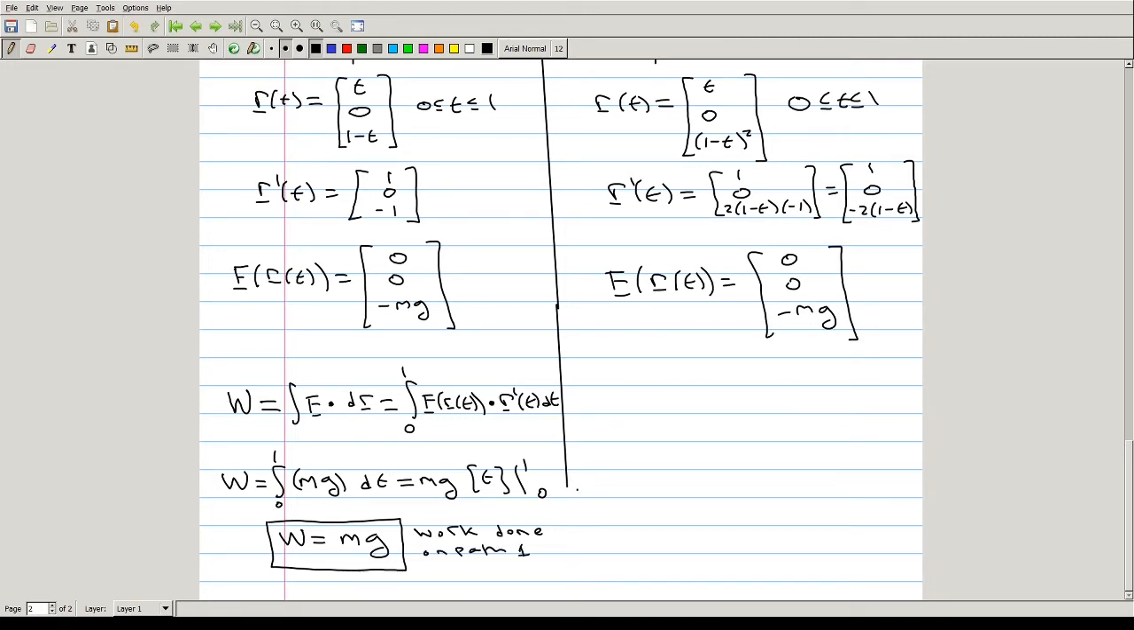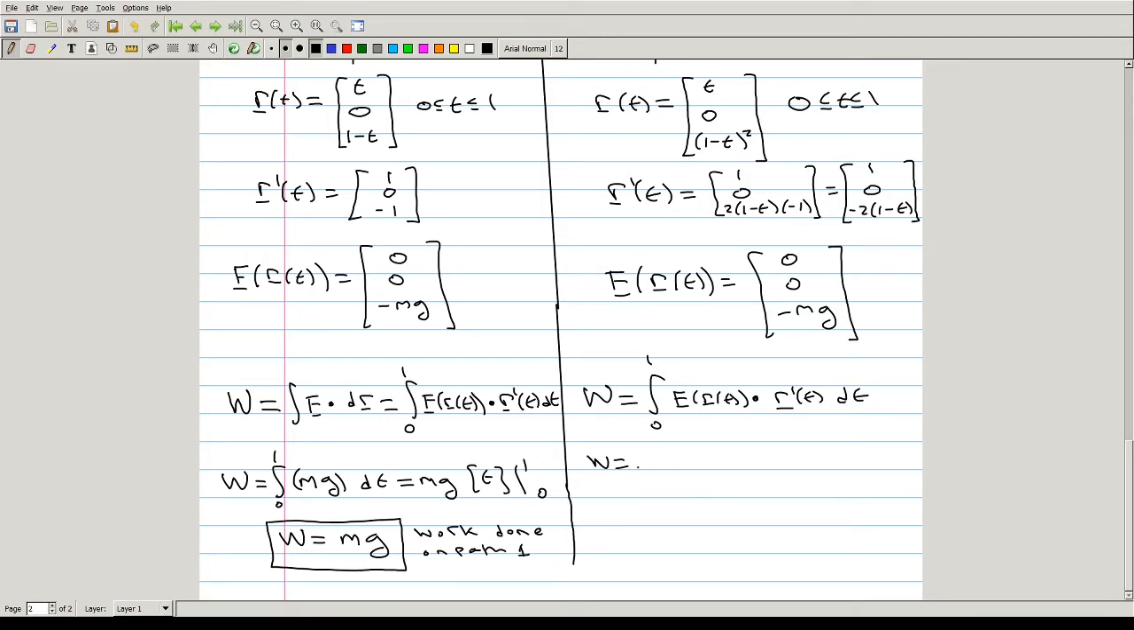More specifically, you can think of it as the work done against the vector field f, moving the particle along path 1. So for path 2, this is going to be the integral from 0 to 1, the line integral of this vector field dotted with the tangent vector. That's f of r of t dotted with r prime of t dt.